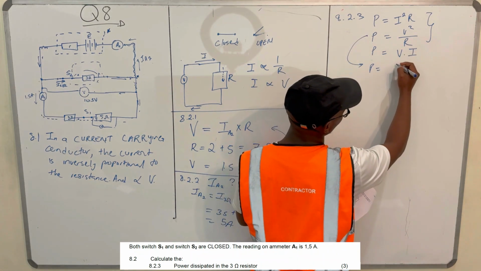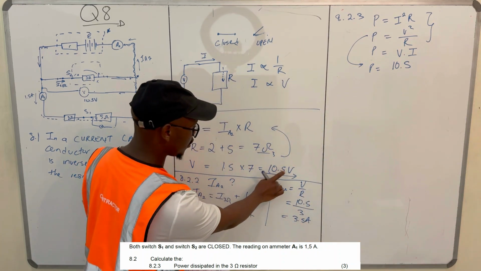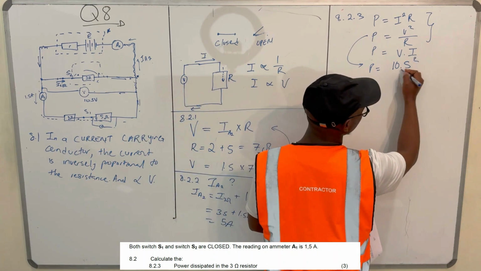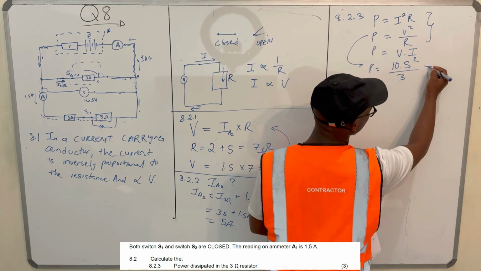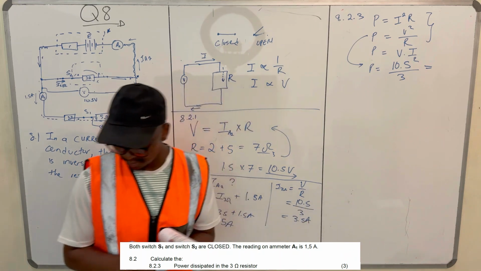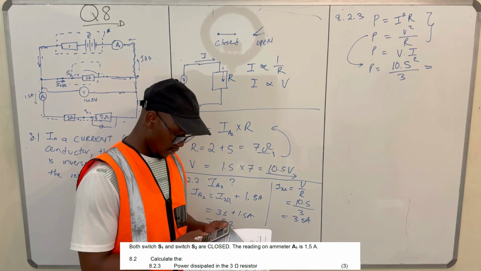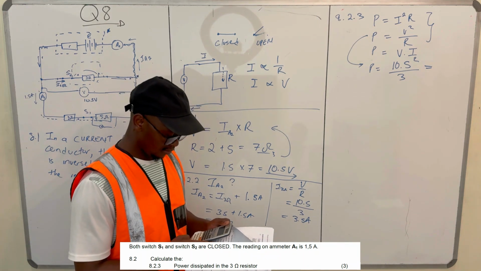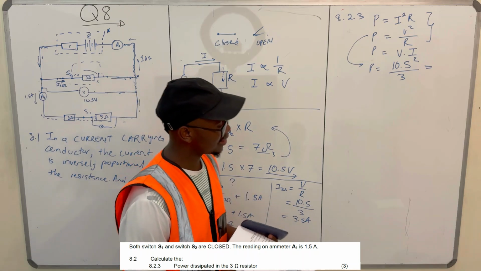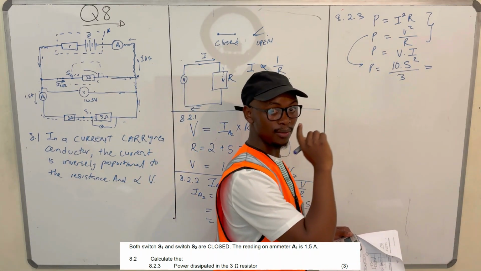Power is equal to V squared. What is the V there? It is 10.5 volts. There, we calculated it. 10.5 volts squared divided by the resistance, which is 3 ohm. And this is going to give us, all right, 36.75. We're calculating power. We're looking for watts.